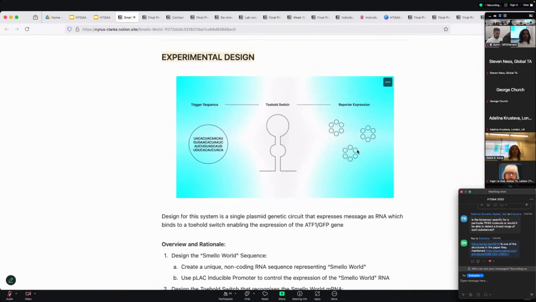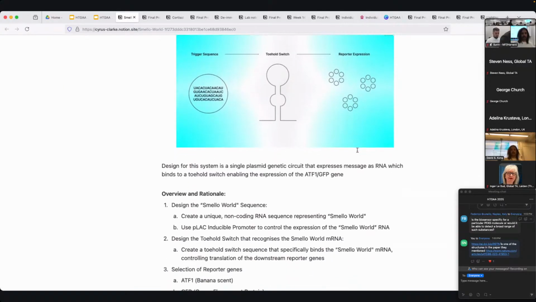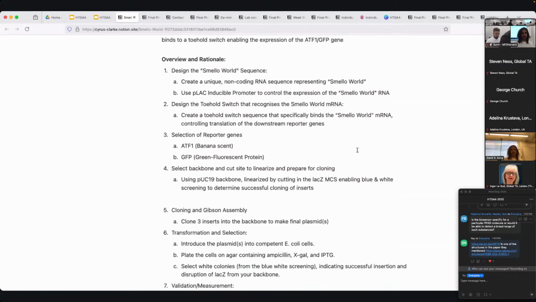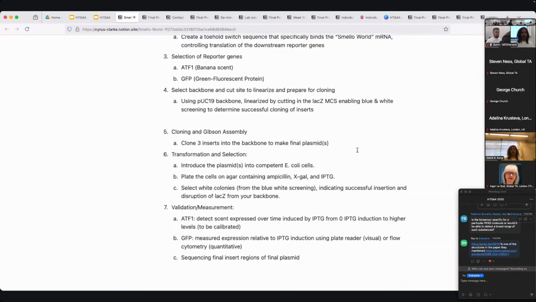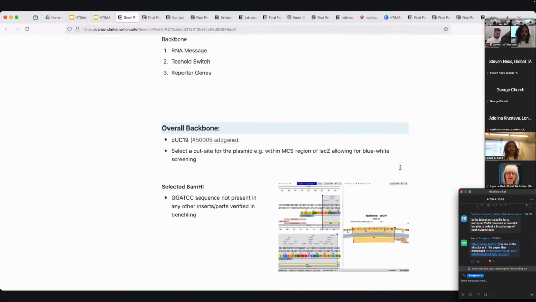So my experimental design at a very high level looks something like this. There's a trigger sequence based on data stored in DNA, which is the Smello World text file that I've created. That is then read by a toehold switch. And if the switch is open and on, let's say, we can have the scent expressed. So the overall design is kind of here. We've got the Smello World sequence, a toehold switch, reporter genes, and a backbone, and then that will all be cloned and assembled with Gibson assembly and transformed into E. coli. So let's get into the actual design parts.